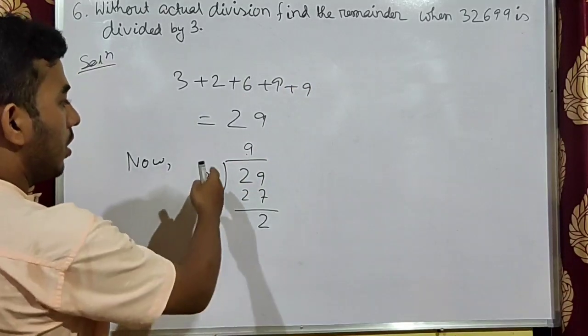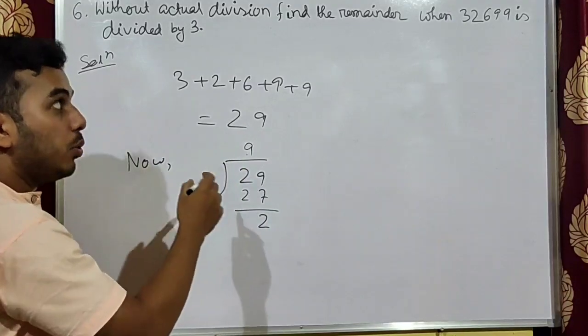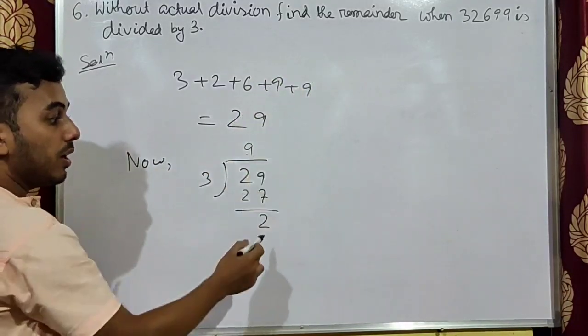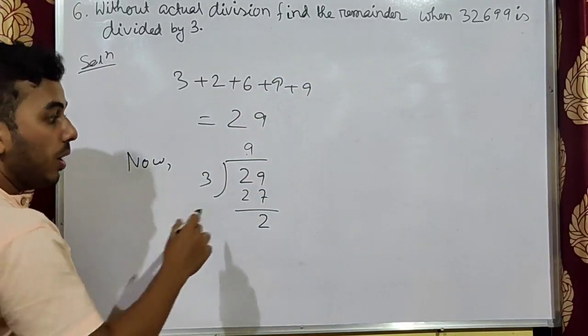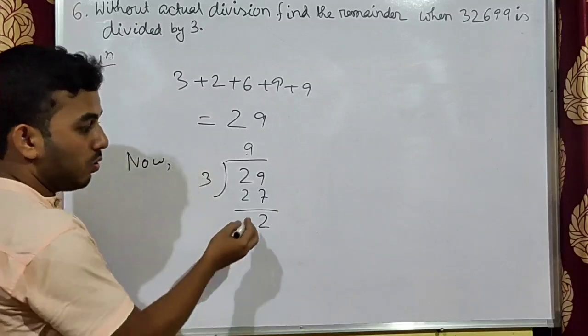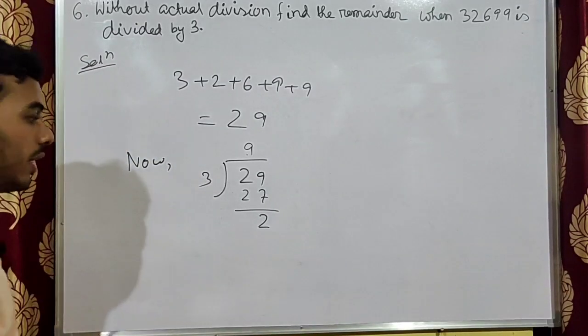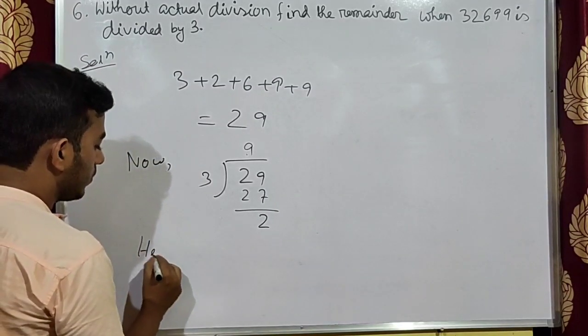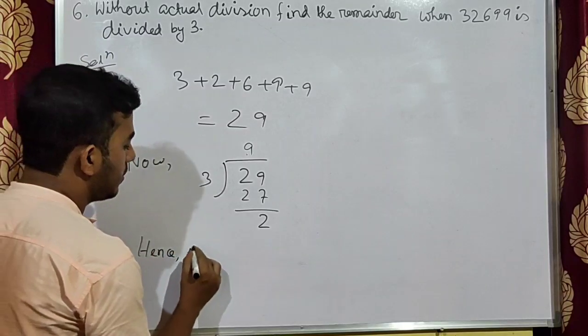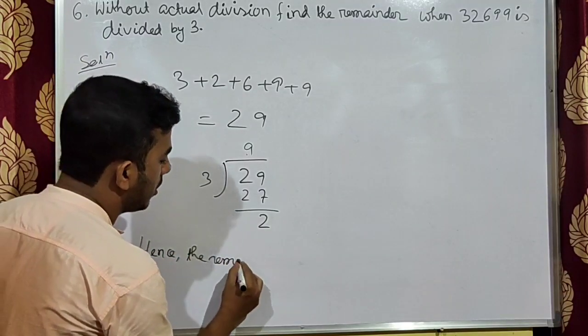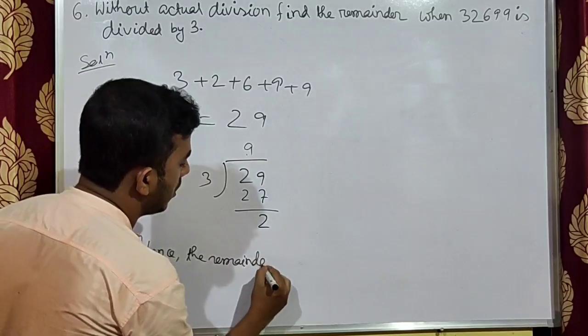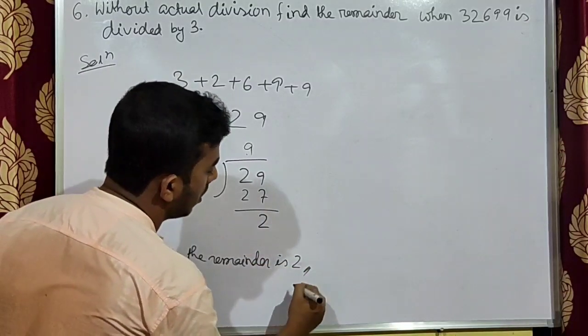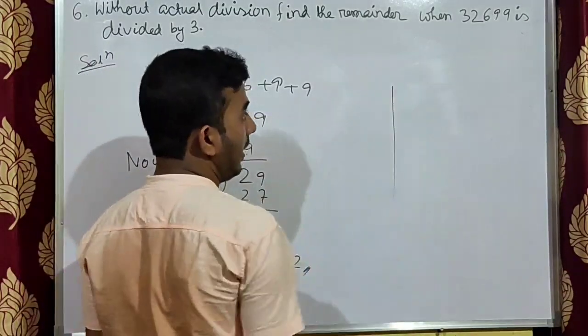So this is not actual division, right? Did we divide that number by 3 to get this remainder? No. We have used some techniques to find the remainder quickly. So we will write: hence the remainder is 2. Now if you don't believe, let us cross check.